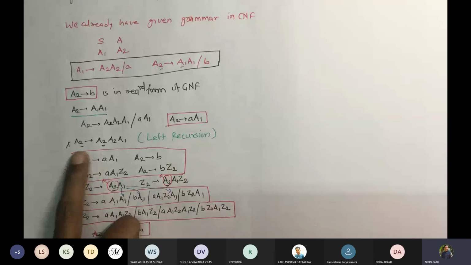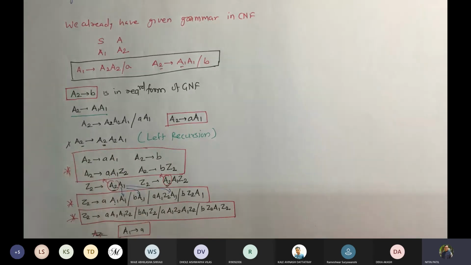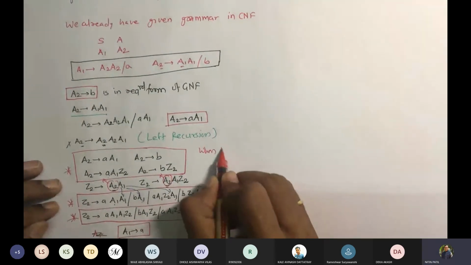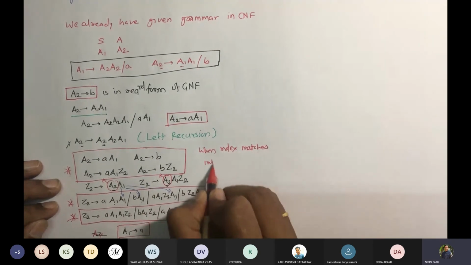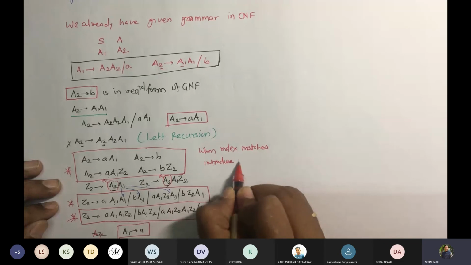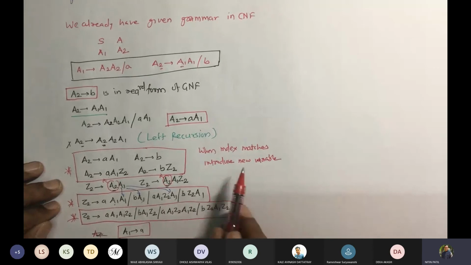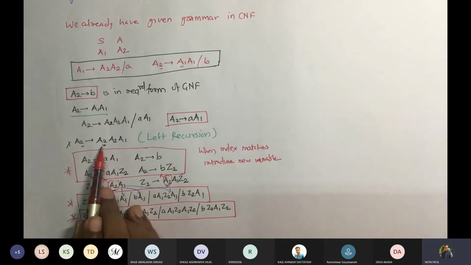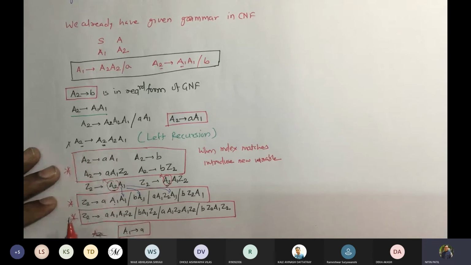So this is in required form, so we got this A2 gives A2, A2, A1. This A2, A2 when it matches, you have to introduce a new variable. So I will write it here for your information. When index matches, introduce new variable. Fine. ये कब करना, introduce new variable when you see these indexes are matching. It may be with A1 even. हो सकता है A1 के साथ भी आ जाए कभी, है ना? For this example, it is not there, but it may be the case that you are getting A1 matched.